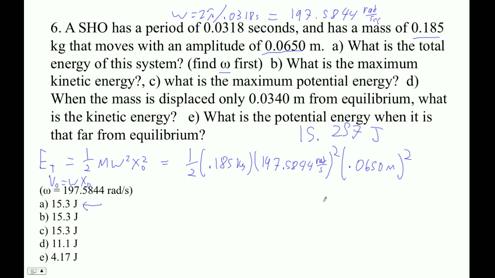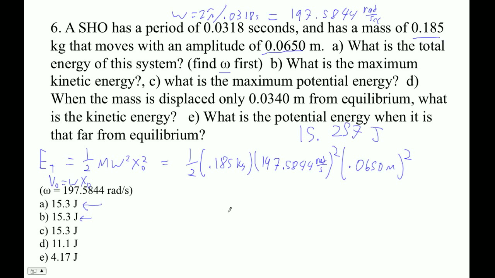Now, the next questions are sort of rhetorical. What's the maximum potential energy? Well, that's its maximum kinetic energy. The maximum potential energy is when it's at the edges. When it's at the edges, its velocity is 0, because if it's not 0, it's not quite at the edge, is it? It's on its way there, or it's returning from the edge. So it has no kinetic energy when it has maximum potential. Therefore, all of this energy that was kinetic has turned to potential. So the answer for B is exactly the same as the answer for A.